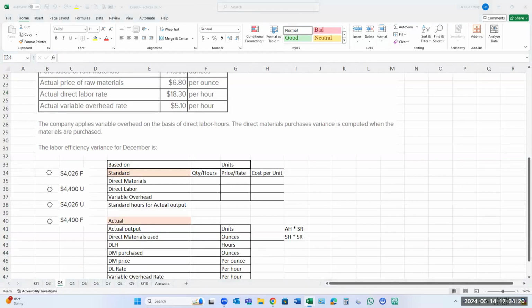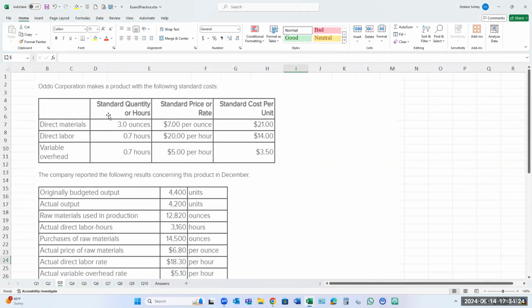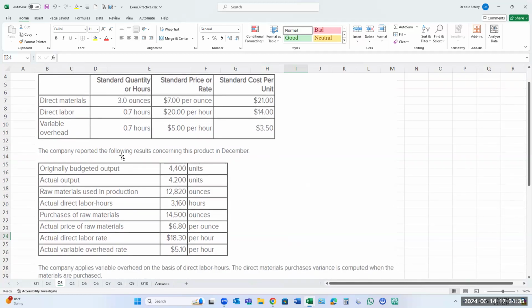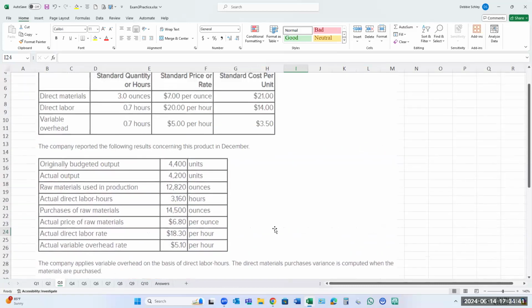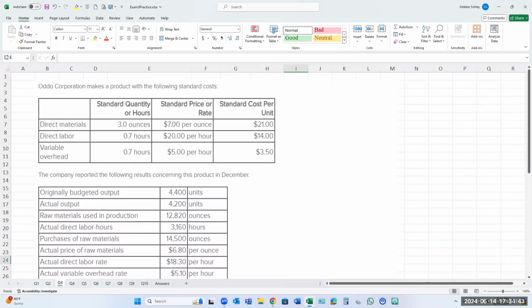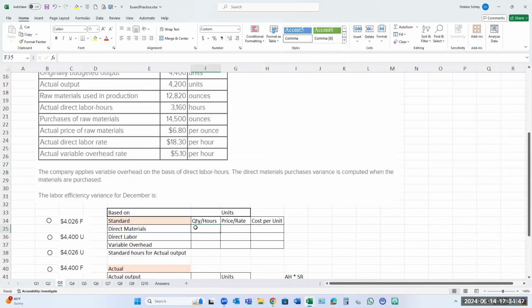Question 3. Odo Corporation makes a product with the following standard cost. They give me all this information, which I'm going to copy. I copied down below. The company reported the following results concerning the product in December. Oh, I didn't copy it down below. So 3, 7, and 21.